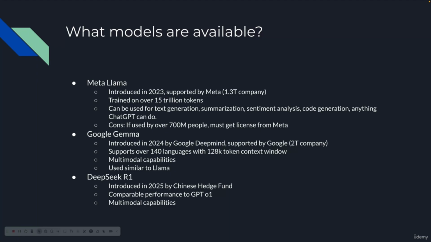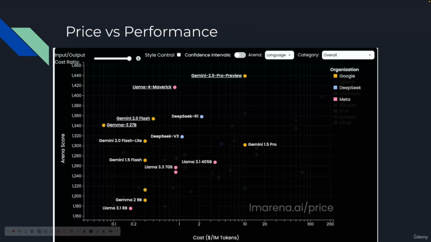Another one is DeepSeek R1, which was introduced in 2025 by a Chinese hedge fund, has comparable performance to GPT-4o and also has multimodal capabilities. So here's a graph comparing the different models. You can ignore Gemini 2.0 Flash, 2.5 and Gemini 1.5. These are the closed source. The Gemma is the open source one.